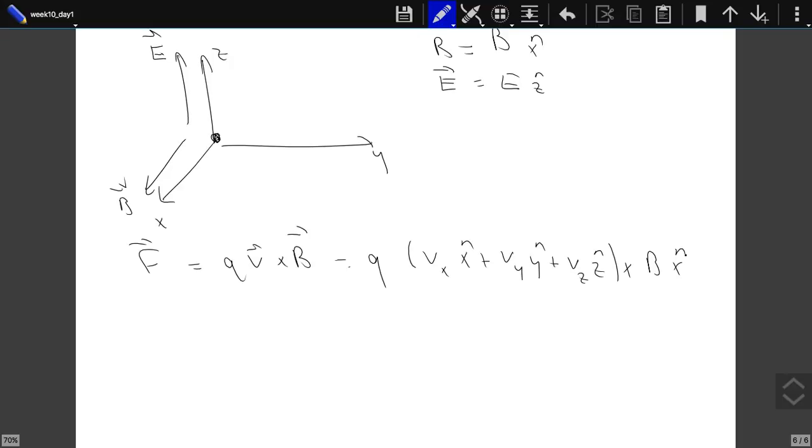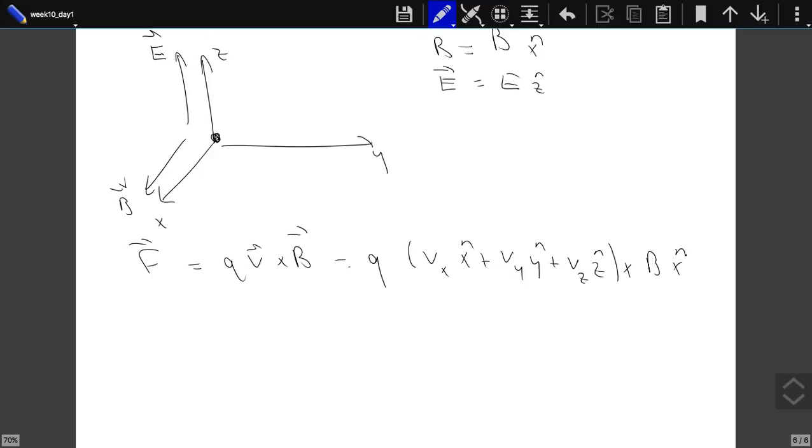B has only the x component. Initially it's 0. This is an arbitrary time. I will be trying to find the time evolution of the velocity and the position of the particle. Initially, the force I can calculate, but I don't really care about that for the time being.